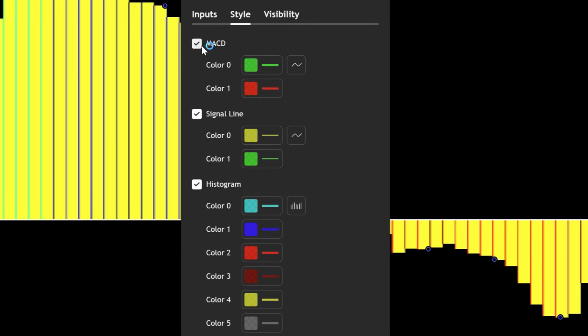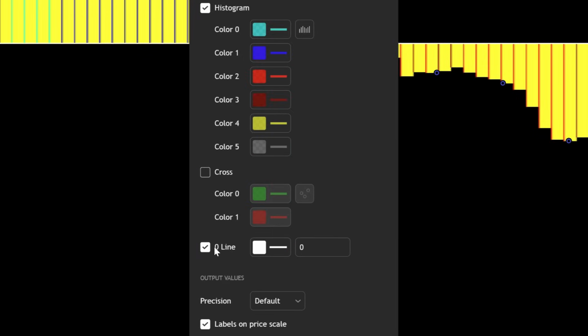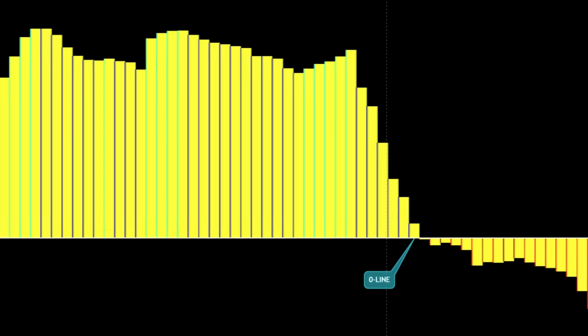Then in the Style tab, uncheck the MACD and Signal line and leave the rest as they are. Click OK to save the settings. Alright, check this out. See the MACD custom indicator now on the screen, just the histogram and the zero line. The zero line is your main indicator for finding the overall market momentum.